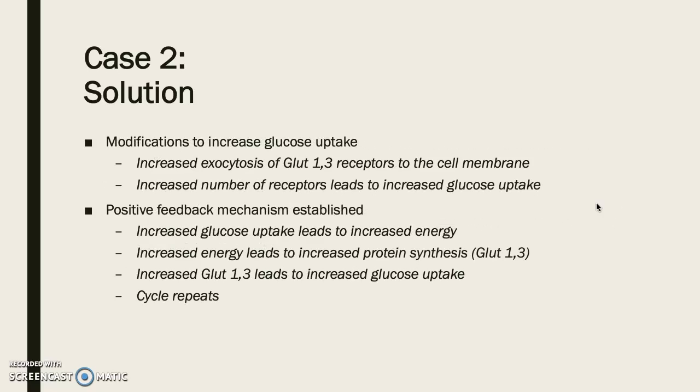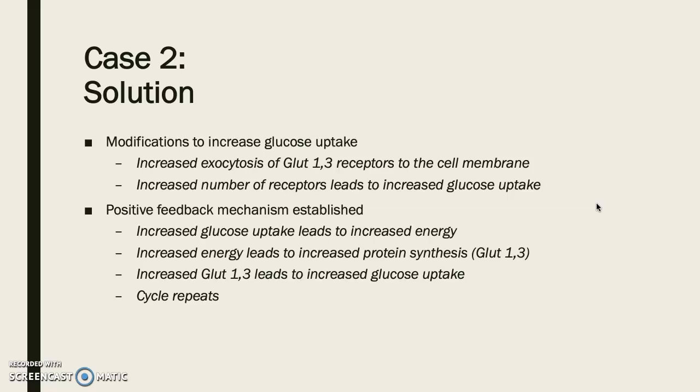Now, the modifications that might have occurred in the cancer cells to alter glucose uptake answer question 3 of our case. One of the modifications that we strongly believe, or I strongly believe, is the increased exocytosis of GLUT1-3 receptors to the cell membrane. An increased number of receptors definitely leads to an increased glucose uptake, and it can ultimately lead to the establishment of a positive feedback mechanism.